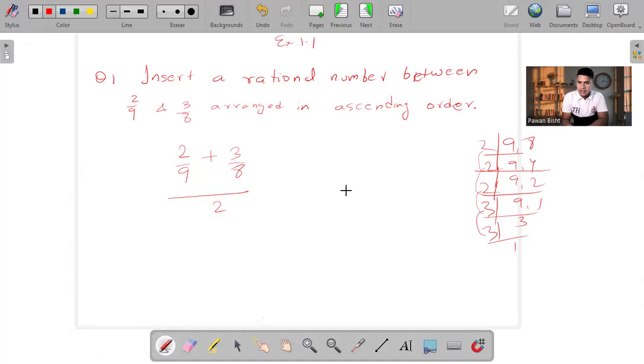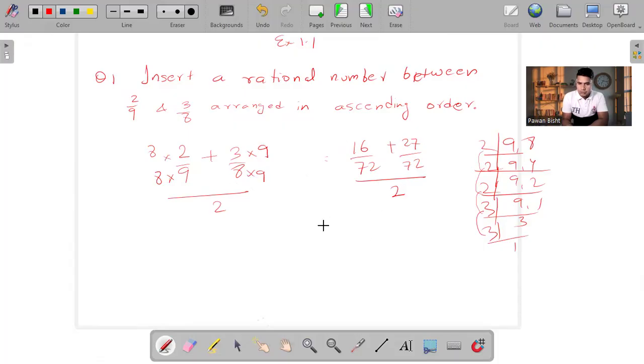So the LCM of 9 and 8 is 72. It means I want 72 in the denominator. So if I want 72 in the denominator, I multiply numerator and denominator by 8 here, and here multiply numerator and denominator by 9. So you get 16 over 72 plus 27 over 72 divided by 2.